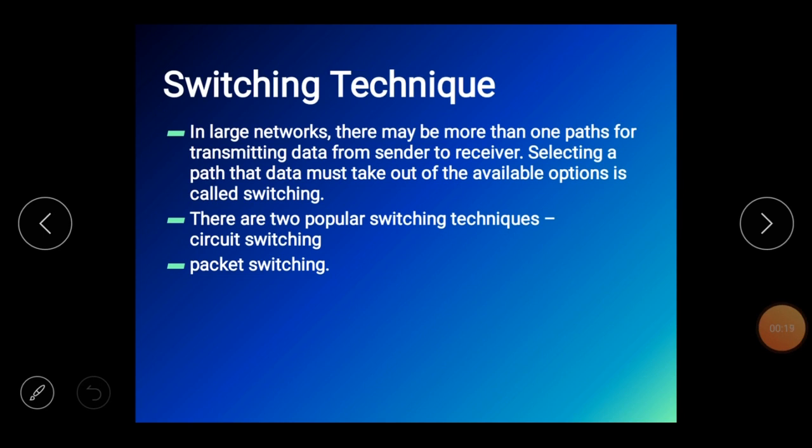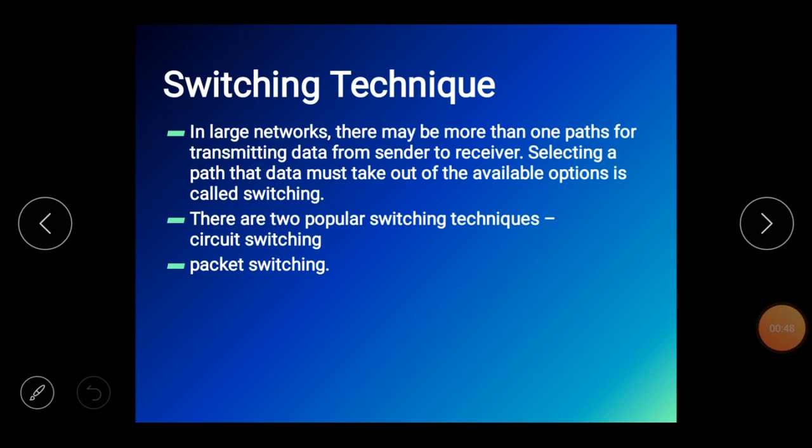So when we have a larger network, there are so many paths from one system to another system, or you can say there are so many paths from the sender to receiver, and the packet or the information has to choose a single path to travel from the sender to a receiver. So this work or the task of selecting a particular path is called the switching technique.